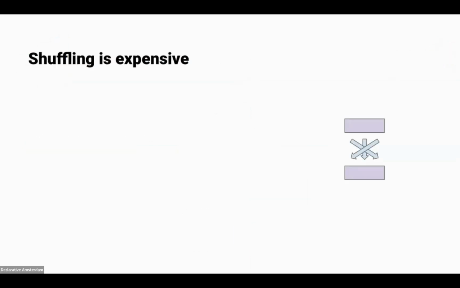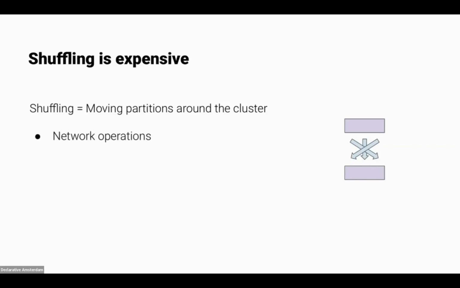But what is shuffling? Shuffling means moving partitions of RDDs across nodes in the cluster. This operation is expensive because it corresponds to, first, network operations, because we actually need to move the data from one node to the other one, generating traffic in the cluster network.